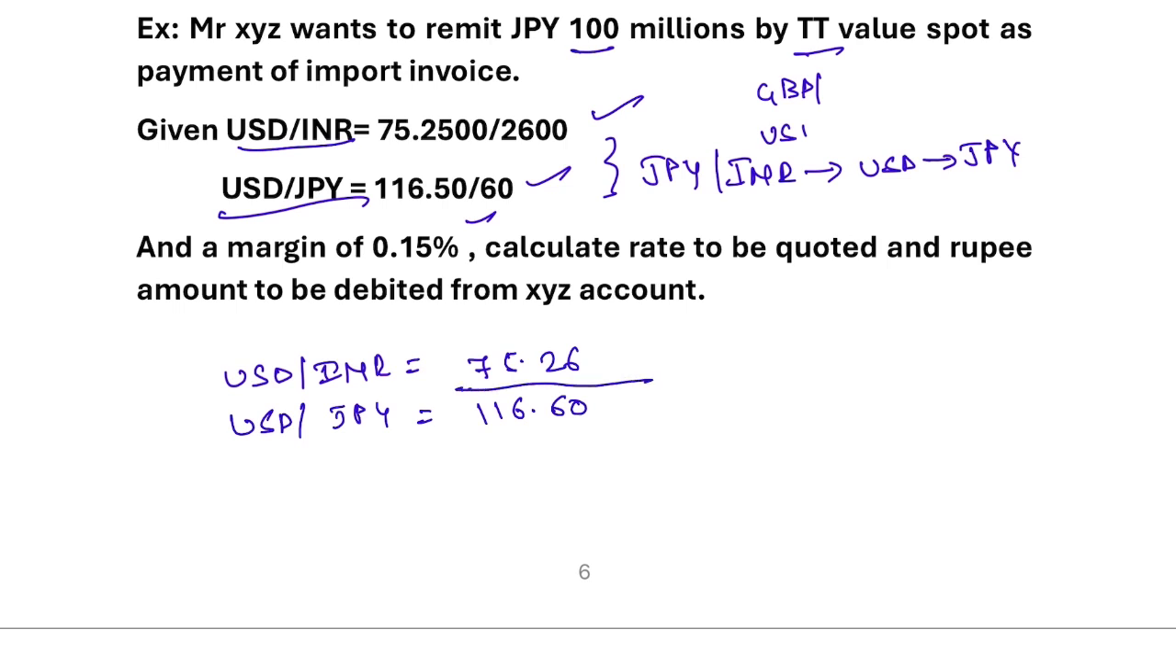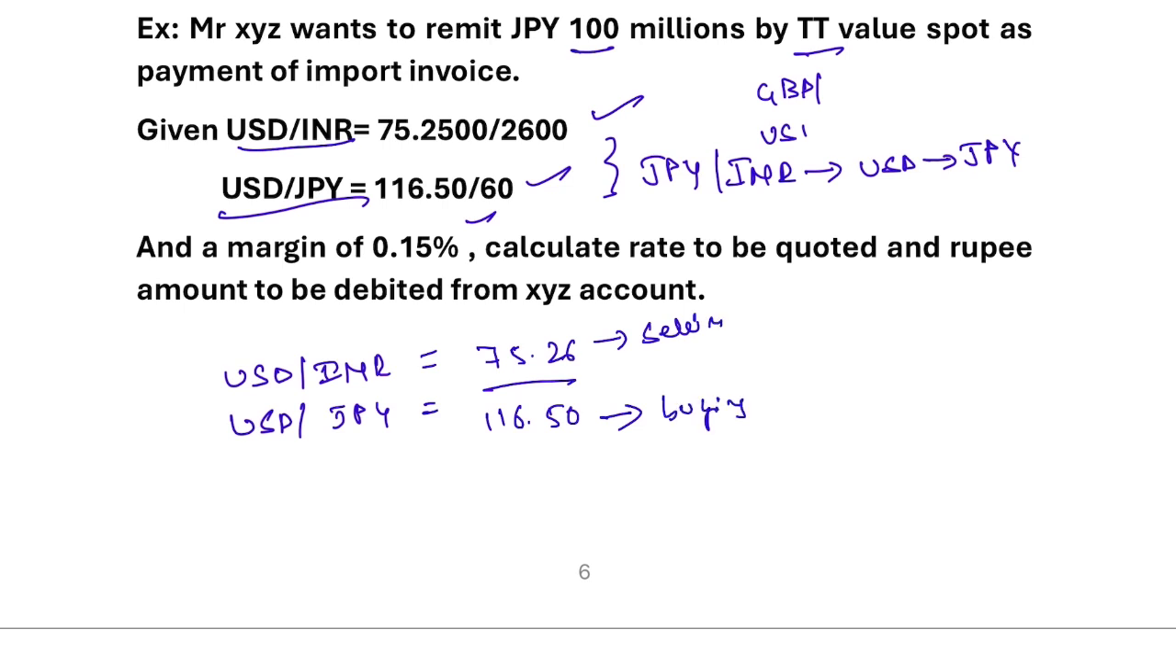But one more thing. Will we consider this selling rate for the USD by Japanese yen? No. We will consider the buying rate. For the USD by INR, we will consider 75.26. But for USD by Japanese yen, we will consider 116.50. Why? I will say. Here this is the selling rate. Here this is the buying rate.